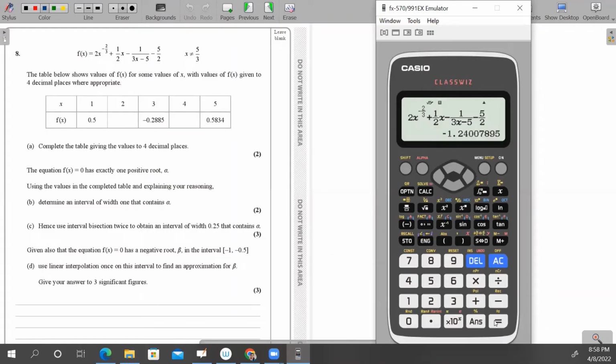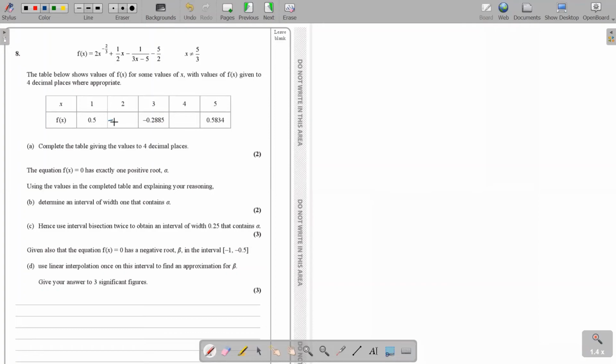So they ask you to give the value to how many decimals? 4 decimals. What's the answer correct to 4 decimals? Minus 1.240, the fourth decimal is 0, and the fifth is 7. So you have to add 1. Minus 1.2401. So this is the answer.